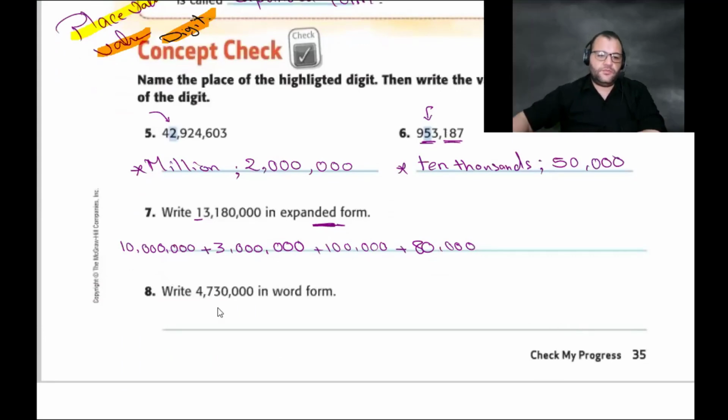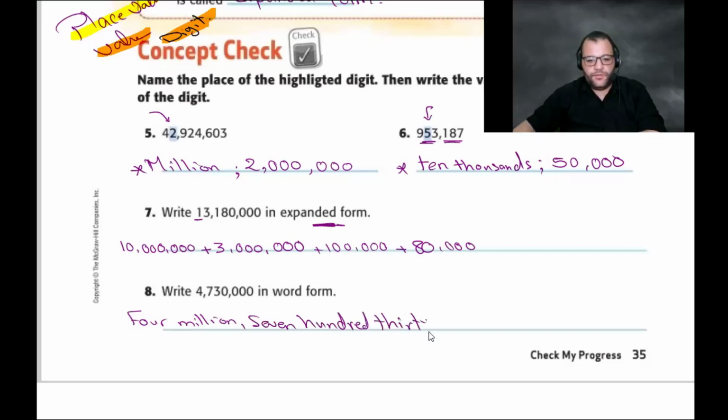Okay. We need to write in word form. 4 million. Yes. 730,000. 30,000. Okay. Thanks. That is the way to write in word form.